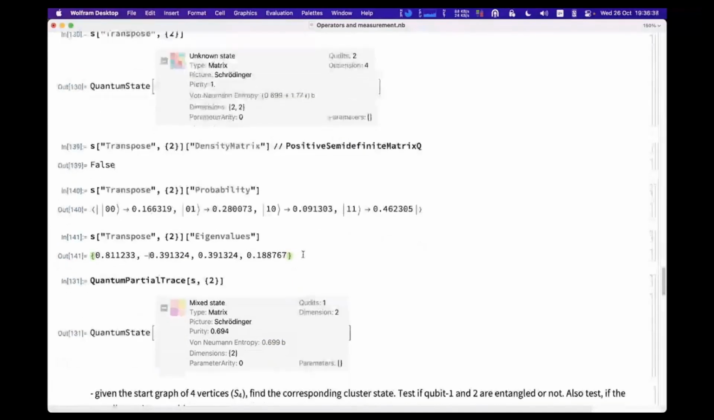And you see here, one of the eigenvalues is negative when you do the partial tracing. So that's why it is not a physical quantum state. That's how we can see it.